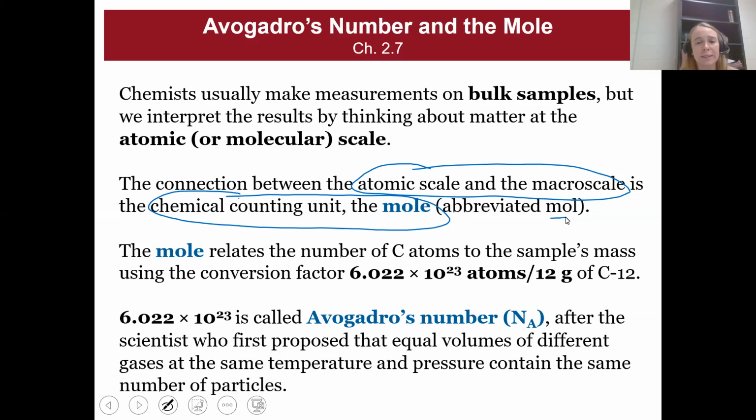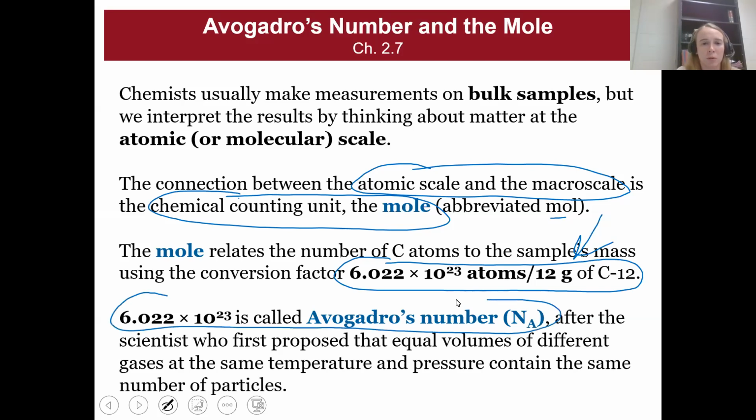The mole relates the number of carbon atoms to the sample's mass using the conversion factor 6.022 times 10 to the 23rd atoms per 12 grams of carbon-12. So remember I mentioned briefly that carbon-12 was our standard and 12 grams of carbon-12 was how we came up with atomic mass units. So this is why, because this is our relationship to the macro scale using Avogadro's number, which is 6.022 times 10 to the 23rd.